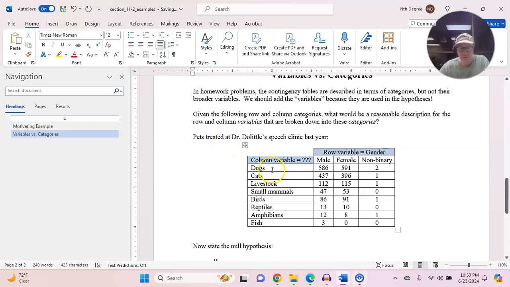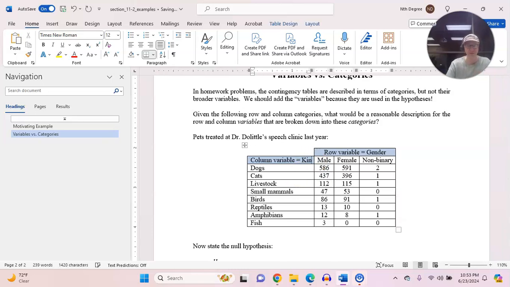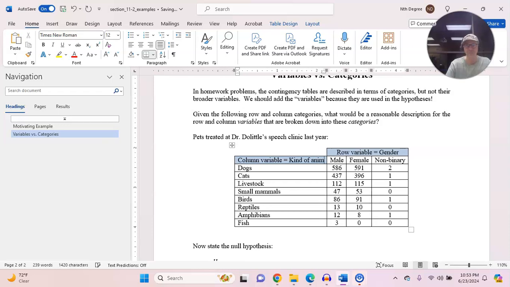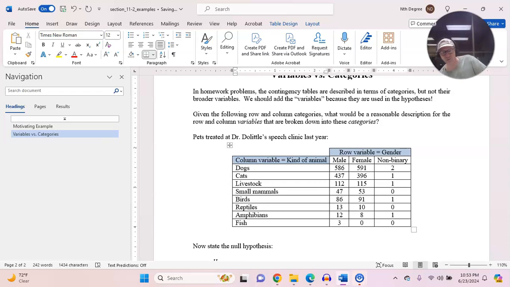Okay. And then in the rows we have dogs, cats, livestock, small mammals, birds, reptiles, amphibians, and fish. These are all categories of... Actually, this one's kind of hard to state. I guess I'll just say kind of animal, because they're not all species. Some of them are species, some of them are classes, some of them are just made-up categories. But they're all different kinds of animals.